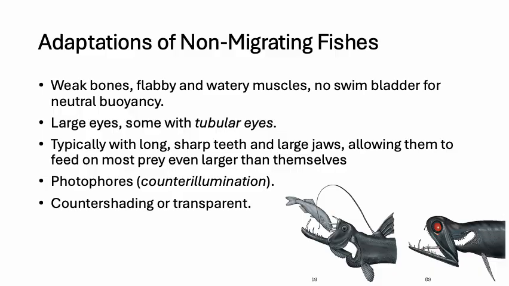Their eyes grow large, sometimes even tubular, giving them a better chance to detect the faintest flashes of light. Their jaws stretch wide and their teeth are long enough to snatch any prey that drifts by. Bioluminescence becomes a tool for hiding or surprising prey, and transparency helps many species disappear into the darkness.